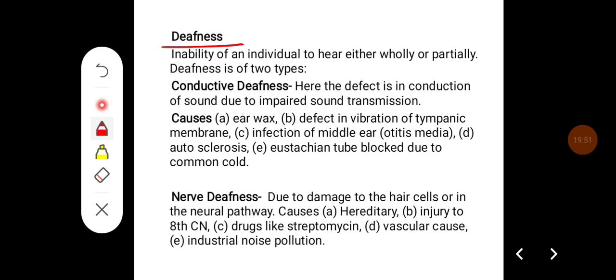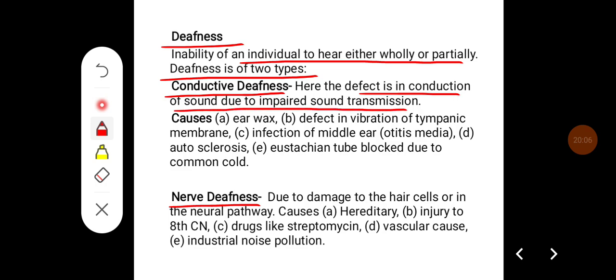Deafness. It is the inability of an individual to hear either wholly or partially. The deafness is of two types: conductive deafness and nerve deafness. Conductive deafness, here the defect is in the conduction of the sound due to impaired sound transmission.